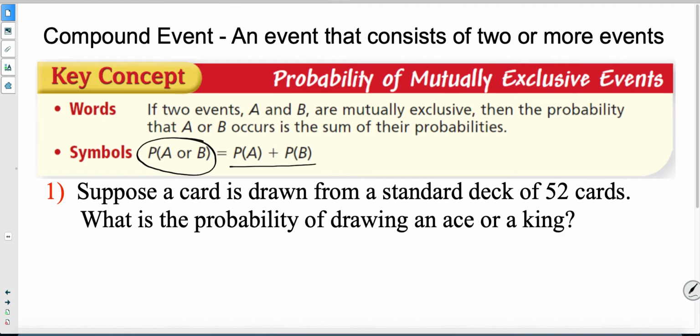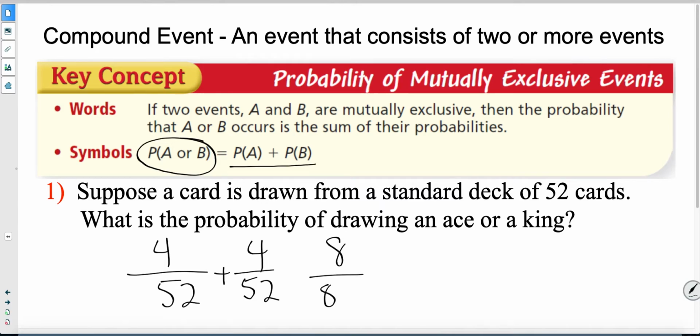All right, suppose a card is drawn from a standard deck of 52 cards. What's the probability of drawing an ace or a king? Well, that one should be fairly simple just because we took care of one just like that. Probability of getting an ace is 4 out of 52, excuse me. And the probability of a king is 4 out of 52. So you just go ahead and add those probabilities. So we get an 8 out of 52.